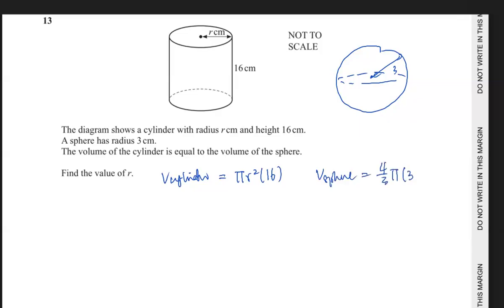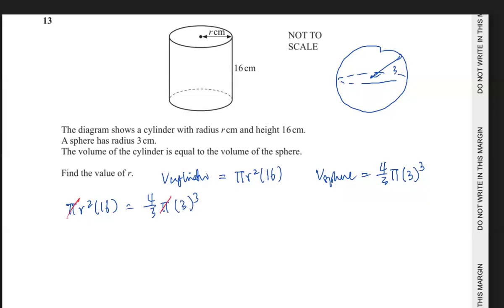So r is 3 cubed. You can actually just simplify this. Don't go and evaluate pi. This is a non-calc paper. It's a hint already. You don't need to evaluate pi. So these two are the same. I write out first pi r squared times 16 equals 4/3 pi times 3 cubed. Okay, the pi cancels out.